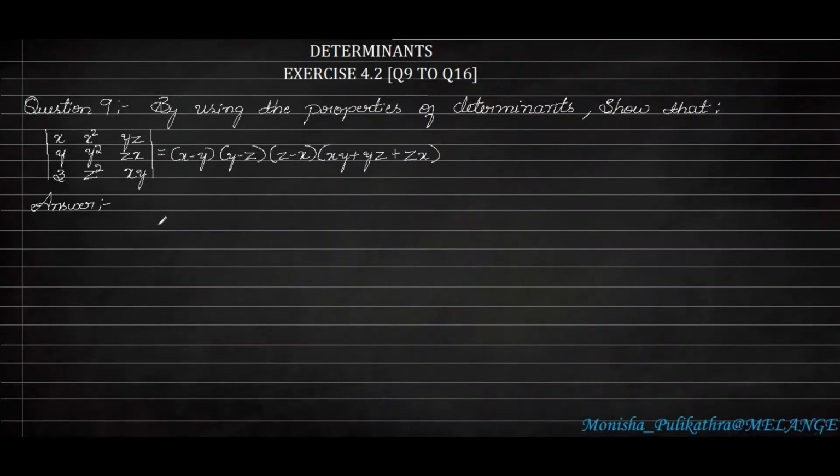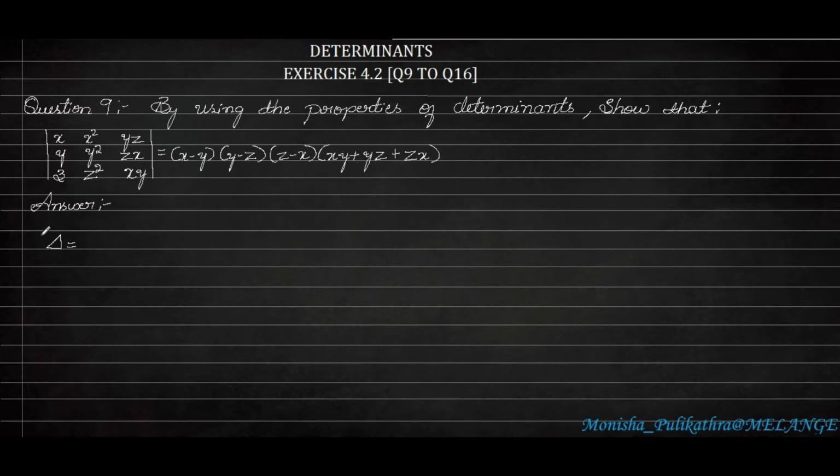Moving on to the 9th question. By using the properties of determinants, we have to show that this determinant is equal to x minus y, y minus z, z minus x into xy plus yz plus zx. Okay, so first I will be writing the question once again.